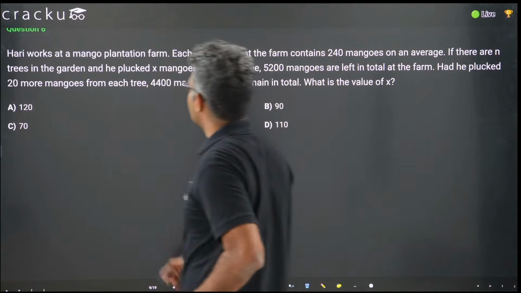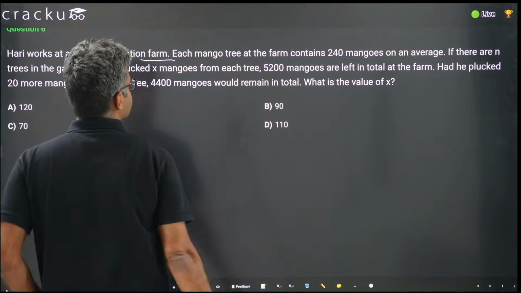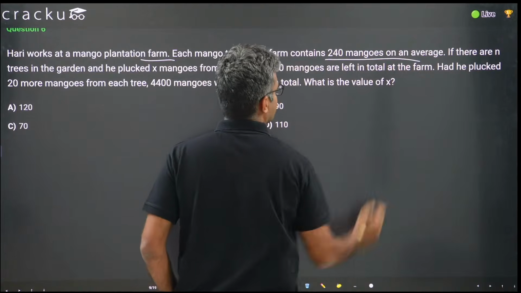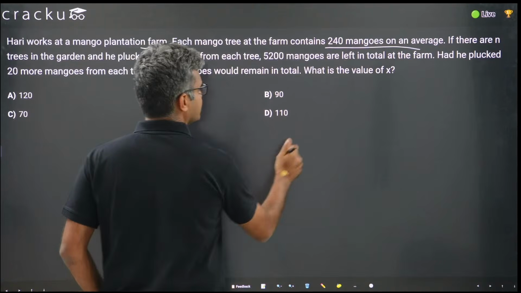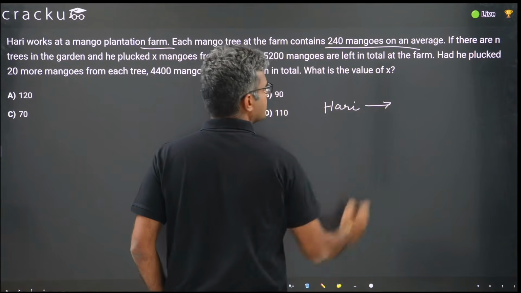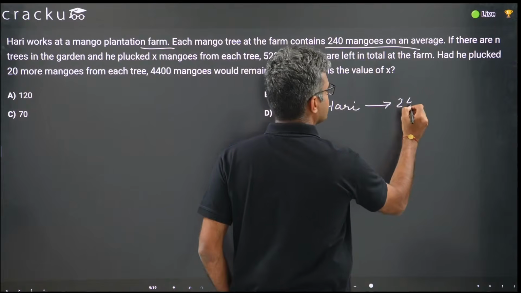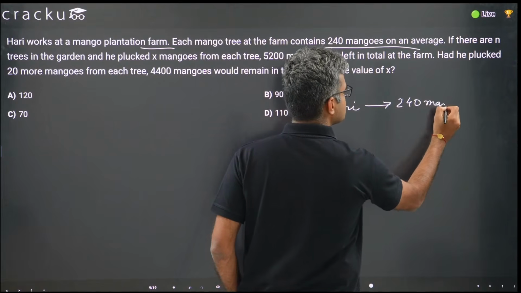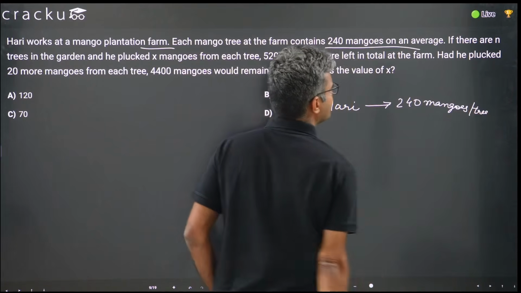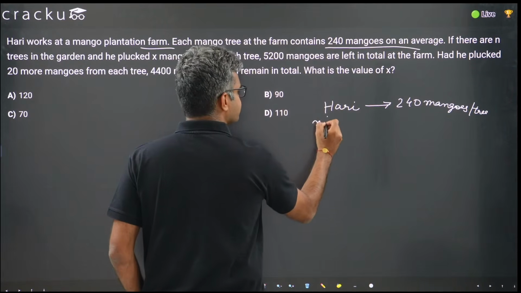Now this guy Hari works in a plantation farm. Each mango tree at the farm contains 240 mangoes on an average. So we have Hari and each tree has 240 mangoes per tree. How many trees are there? There are n trees.